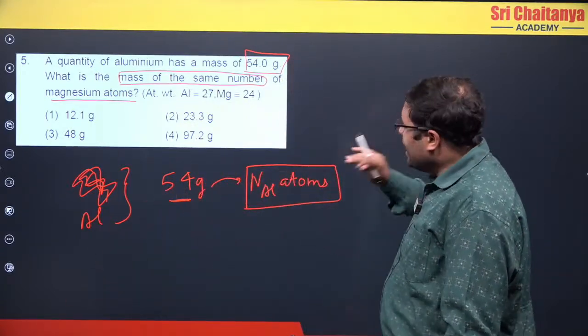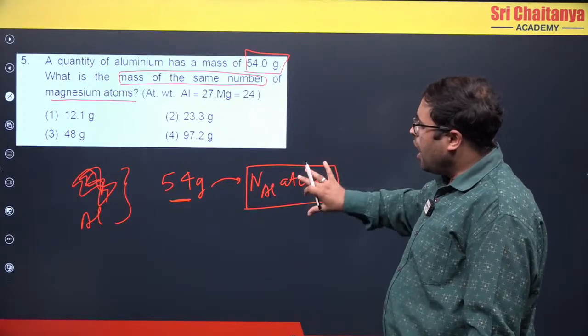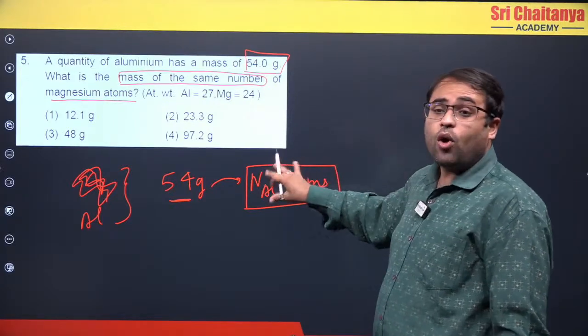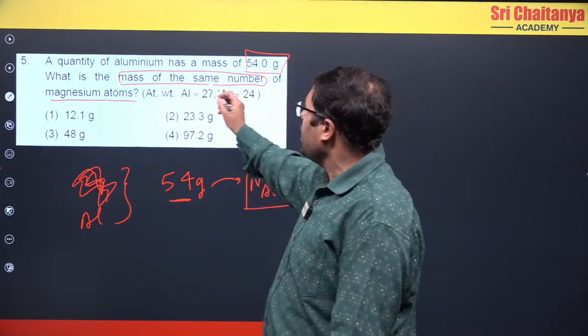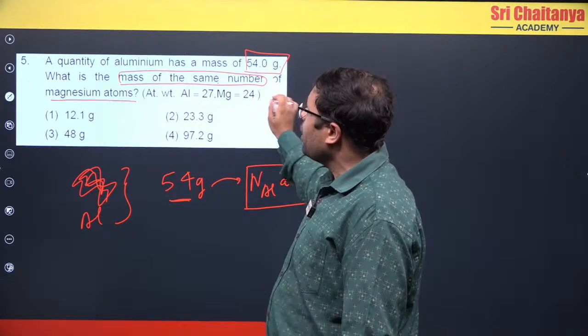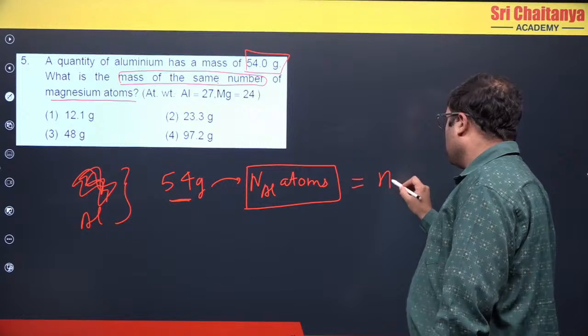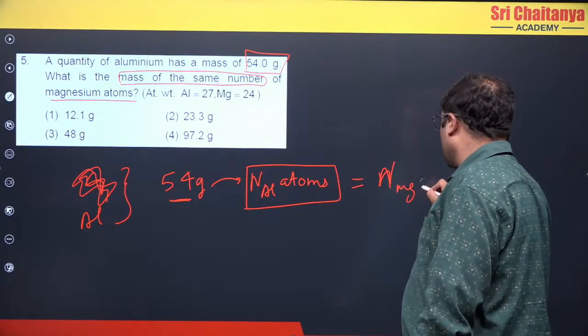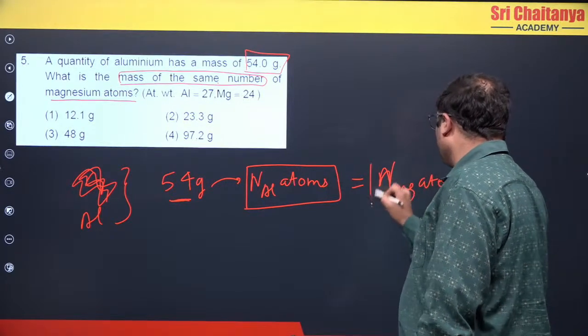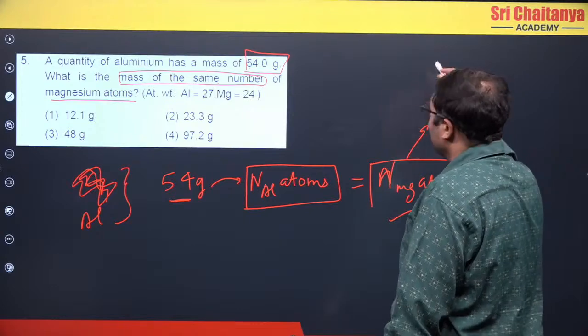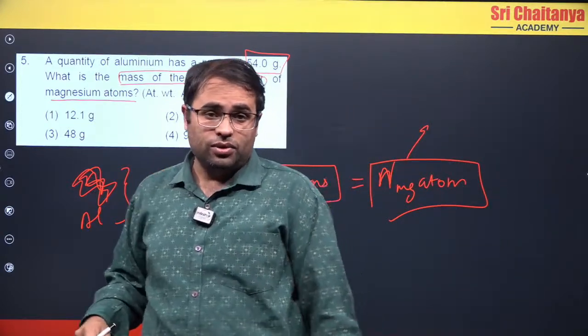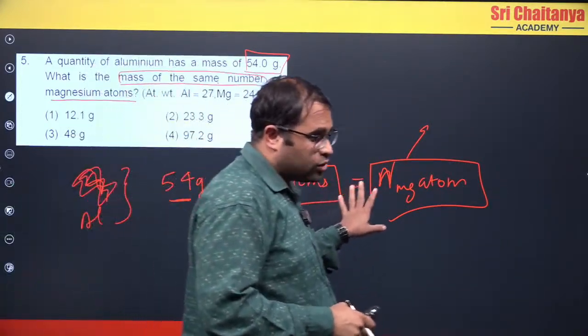Now the same number of magnesium atoms you are taking, right? You are taking the same number of magnesium atoms, and you have to find the mass of these magnesium atoms. Understand how similar this question is.